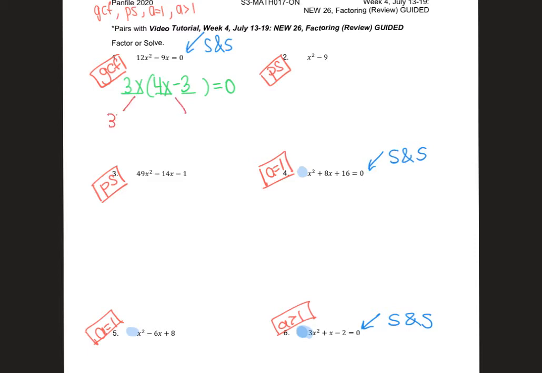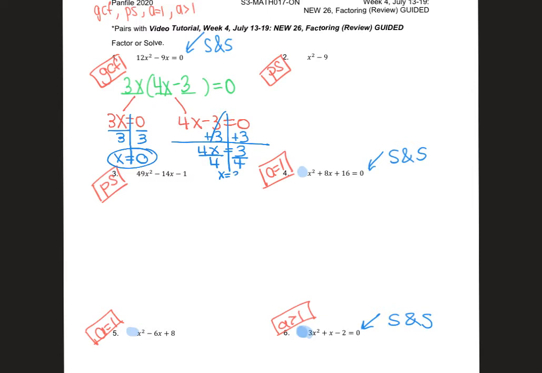Split this, so I get 3x equals 0 and 4x minus 3 equals 0. I'm going to divide both of these by 3. I'm going to get x equals 0 here, because I can have $0 and divide it by 3 people and still have no money. Here I'm going to add 3 to both sides. I have 4x equals 3. I'm going to divide both sides by 4, and I'm going to have x equals 3/4. So my 2 answers for number 1 are 0 and 3/4, and I'm done.